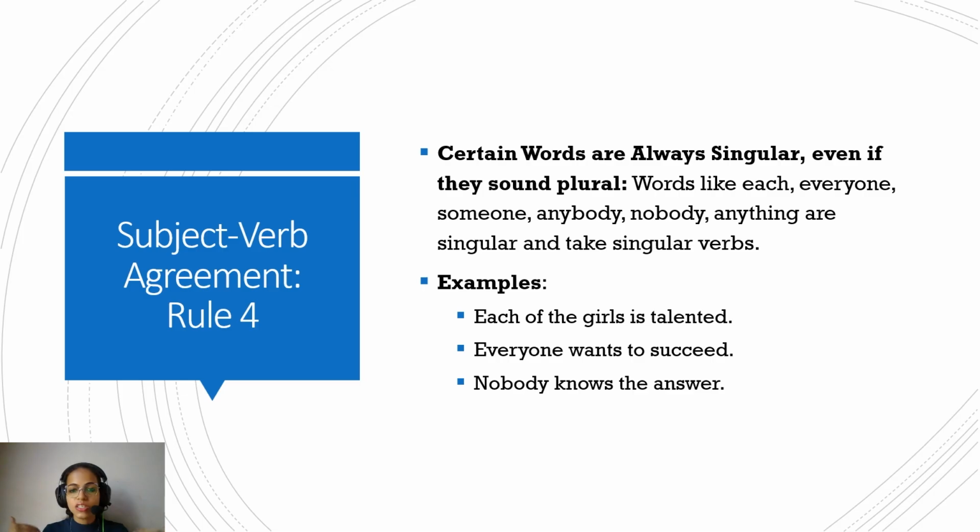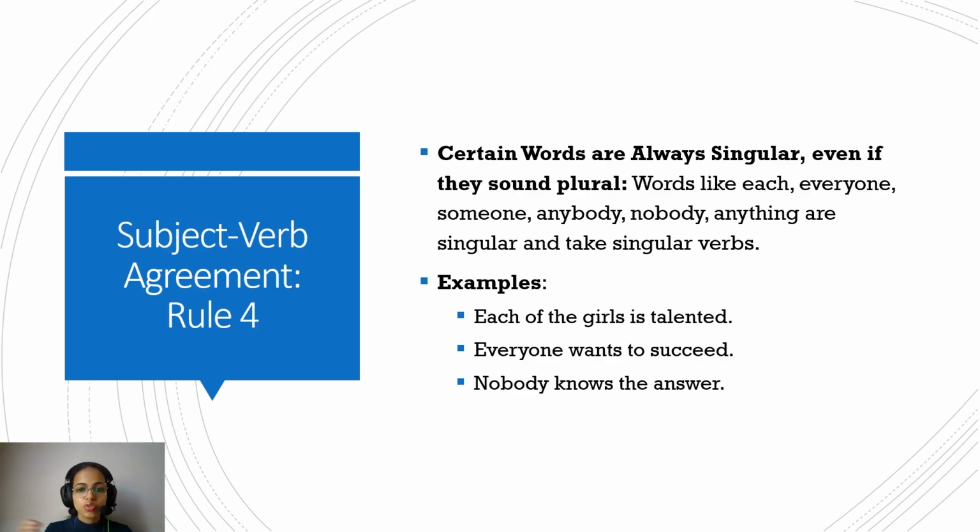So when we say each of the girls is talented, by the use of the word each, we are pointing at every girl individually. So that is why the singular verb is used. Similarly, everyone wants to succeed. Wants is the singular form of the verb. So everyone, not all at once, but every single person.